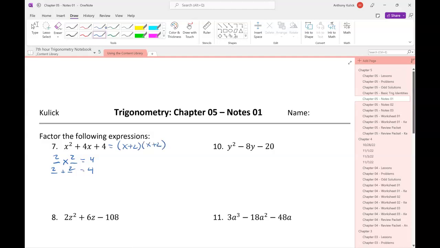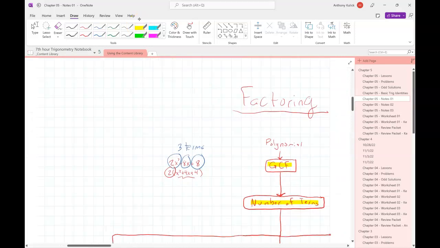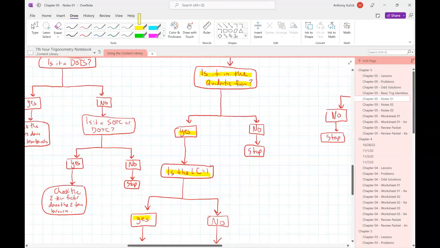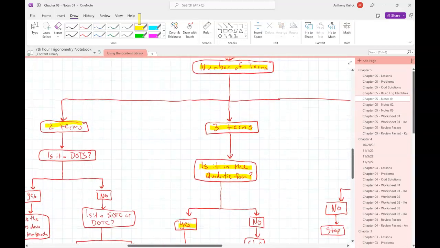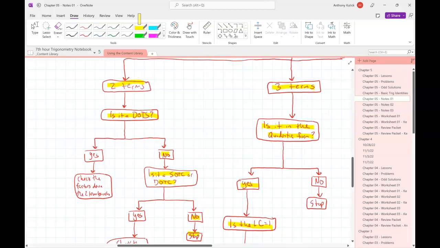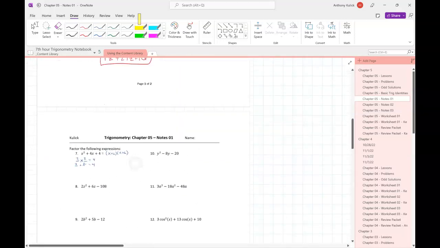And then the directions on our tree tell us to check each of these factors down the two-term branch, right? Okay, so x plus 2, that's two terms. Is it a difference of two squares? Well, no, because it's not something squared. It's an x, not an x squared. Is it a sum or difference of two cubes? No, because it's just an x to the first, not an x cubed. So we're done.